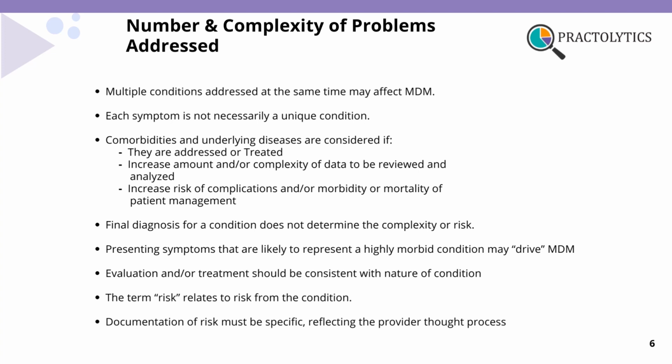Additional comorbidities or other complications or other underlying conditions can be considered in selecting the level of E&M code only when they are addressed or treated, or the presence of such additional conditions increases the amount of data that needs to be reviewed, and also when such conditions increase the risk of complications of the patient's management. So, the secondary conditions or secondary diagnoses or additional comorbidities, like chronic conditions, sometimes will be counted only when they are addressed or treated, or if they have a direct bearing on the patient's current condition or the current diagnosis.